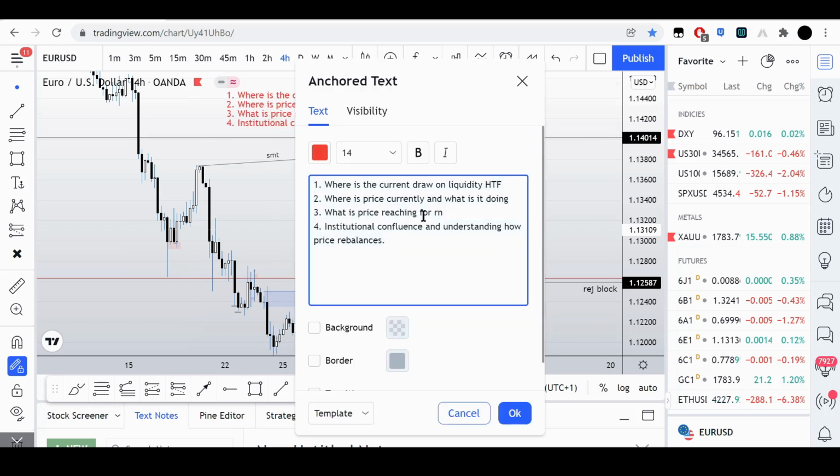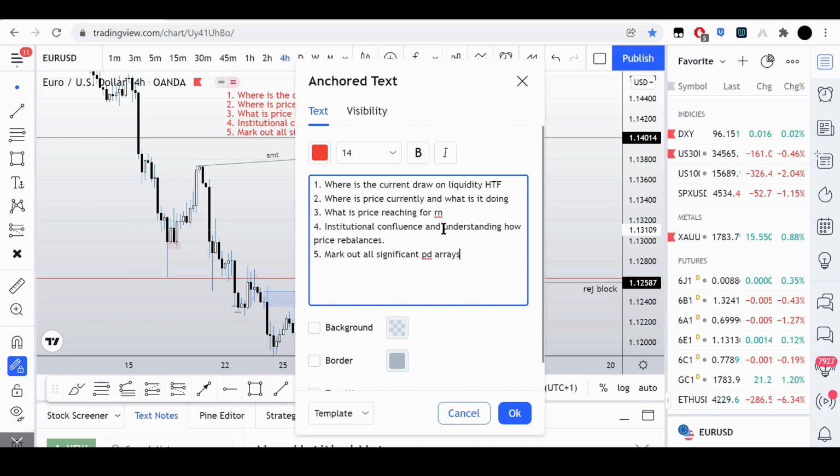Also, let me put in here: mark out all PD arrays. Okay, mark out all the significant PD arrays. So this is relative to what you think is subjective. What do you think is significant to you? If you've got a lot of experience, you're going to see what's really significant and what's really not, you know what I mean? So just practice trying to find the most significant PD array.